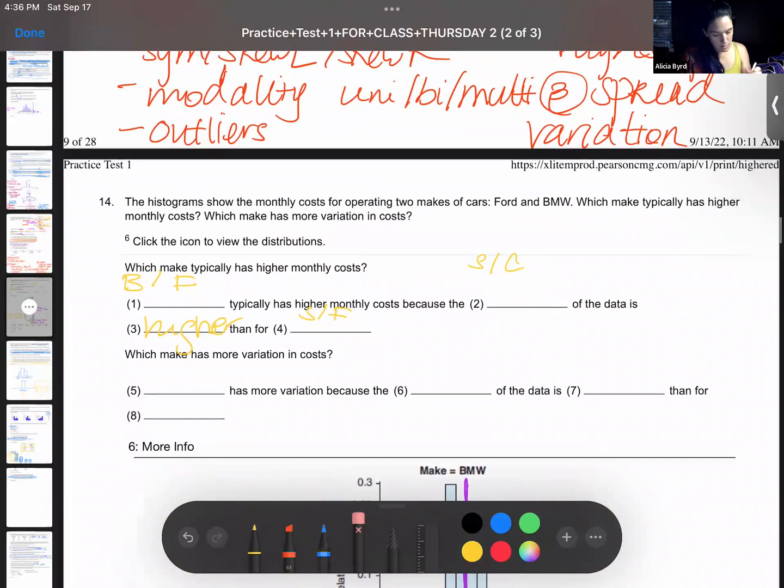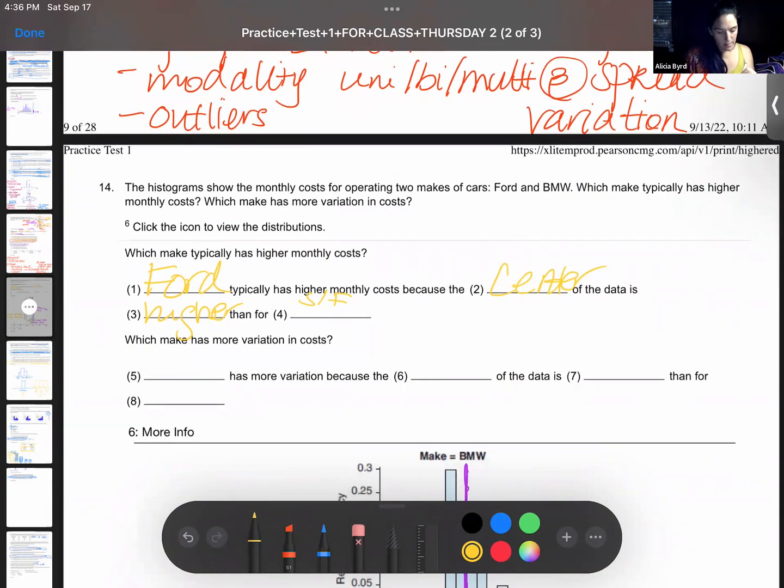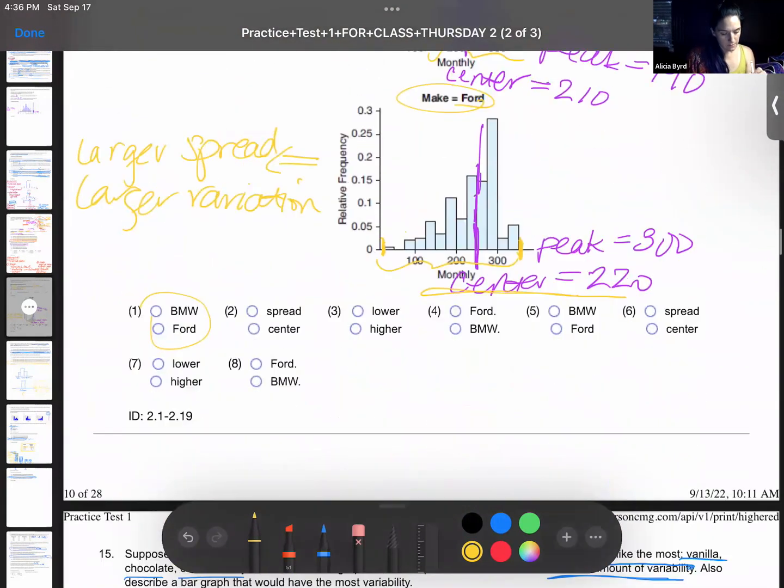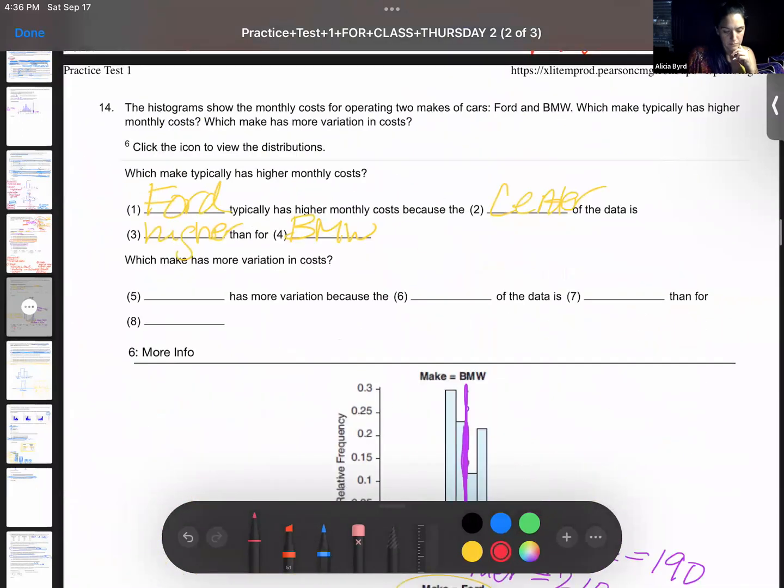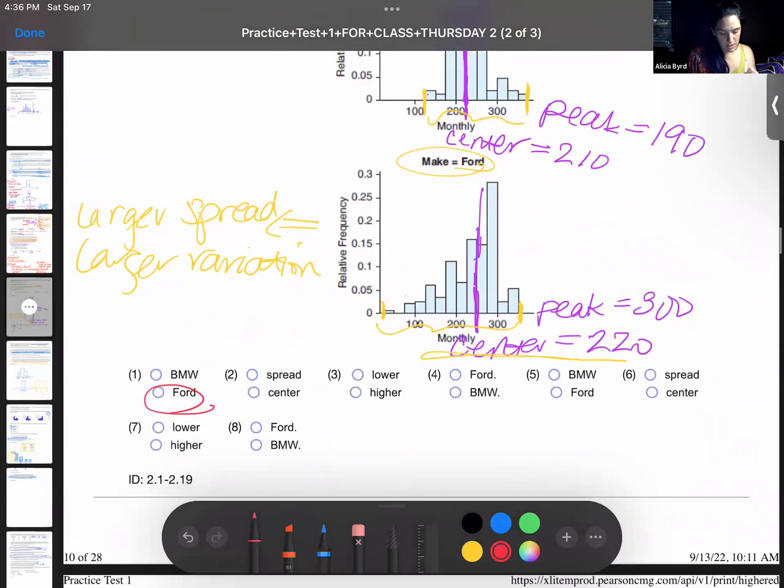So we would say Ford here. Ford typically has higher monthly costs because the center is what drives the typicality of it. The center is higher than it is for BMW. Okay. So Ford, use red maybe. So Ford typically has higher monthly costs because the center of the data is higher than for BMW.